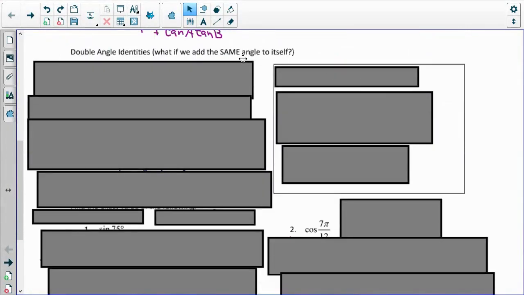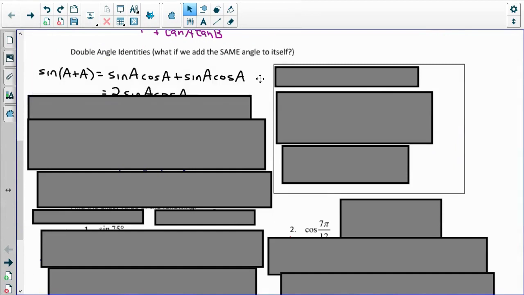Now the double angle identities: what if we add the same angle to itself? So we're basically just going to use the formula.